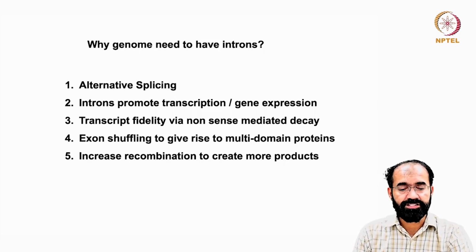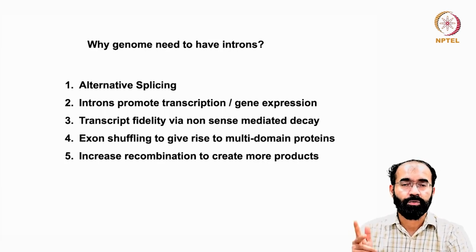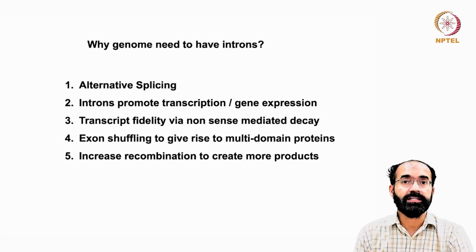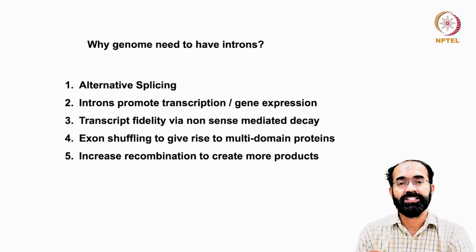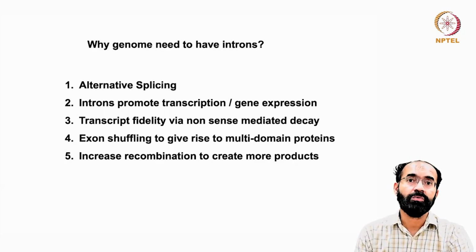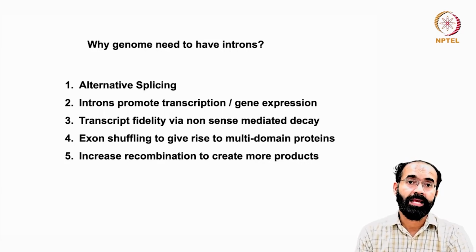And then another function is to increase recombination to create more products, because if you have introns, that can promote recombination. Recombination means you can cut it and then get it integrated elsewhere. If you cut within an exon, there is a good chance that you disrupted the gene, because we have seen when we studied splicing that it has to be single nucleotide precision, so it will not tolerate variation. So it is very important that introns allow the recombination. It can also incorporate a portion of intron elsewhere.